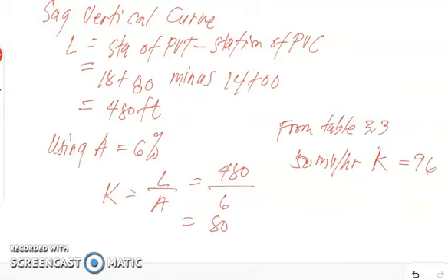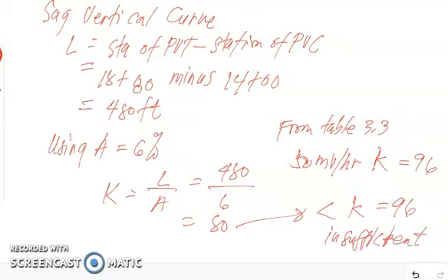So therefore, since the computed K is less than the required K, which is 96, the 50 miles per hour design is insufficient. So this is insufficient for the sag vertical curve.